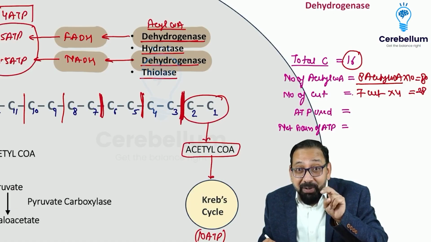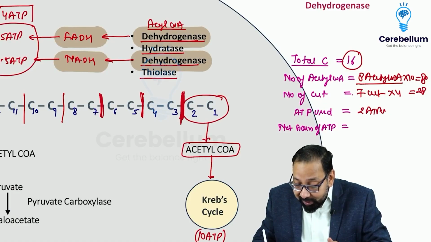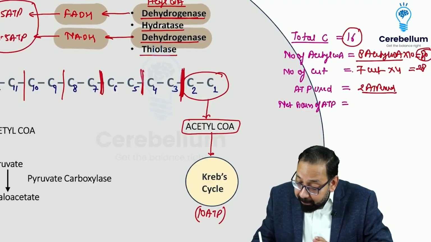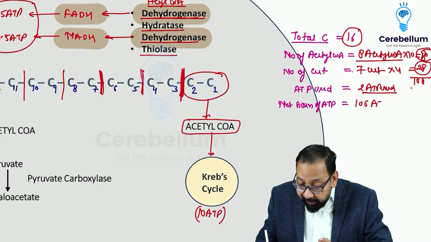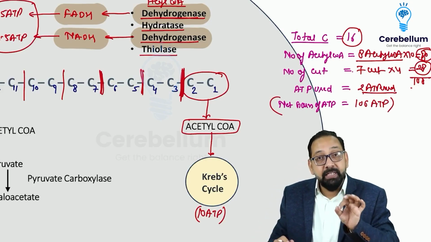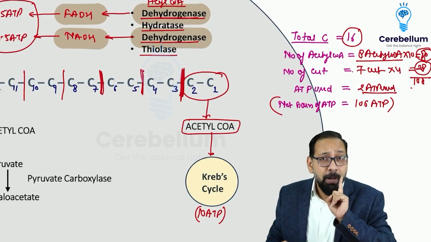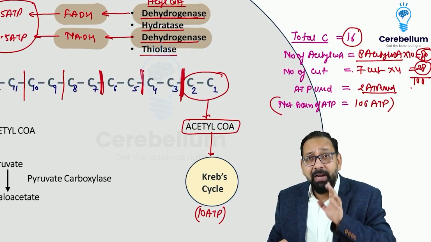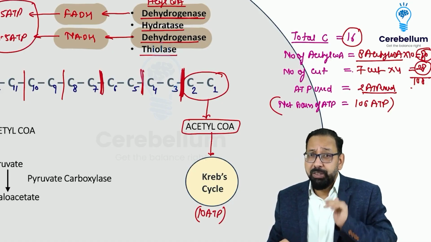But 2 ATP were used in the activation of fatty acid. So the net gain of ATP would be 80 plus 28, that is 108, minus 2, 106 ATP. Complete oxidation of palmitic acid produces 106 ATP. So the first function of beta oxidation, I told you, is production of energy, and in complete oxidation of palmitic acid there is a net gain of 106 ATP.